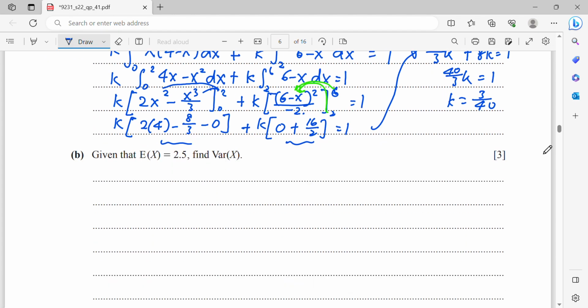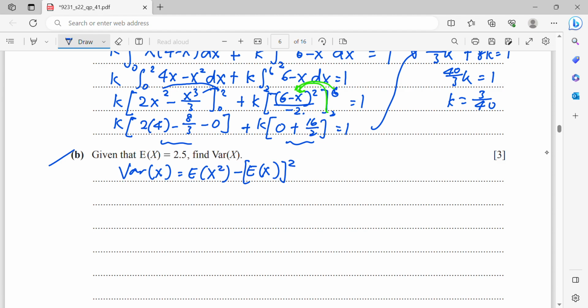Alright, so now B, given E(X) is 2.5. The E(X) here is the expected value. So now we need to find the variance of X. So for your information, variance of X is E(X squared) minus the square of the expected value. Okay, this is the formula for variance of X.